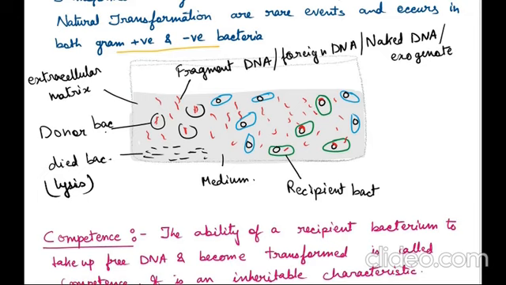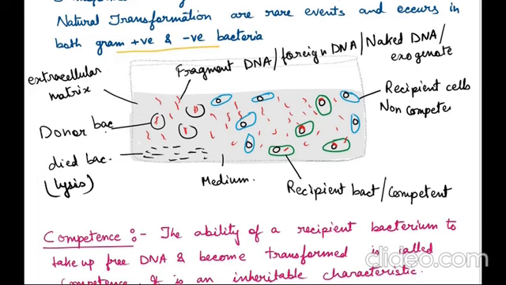Now you can see the other cells I have drawn, some in blue and some in green. The green ones are the recipient bacteria, those bacteria which are competent, that means they have the ability to take up DNA. The blue ones are the non-competent cells. These are also recipient cells, but the problem is they are non-competent, so they are non-transformants. They will not have any transformation. The competent ones are the transformants, so they will have transformation after taking up the DNA.